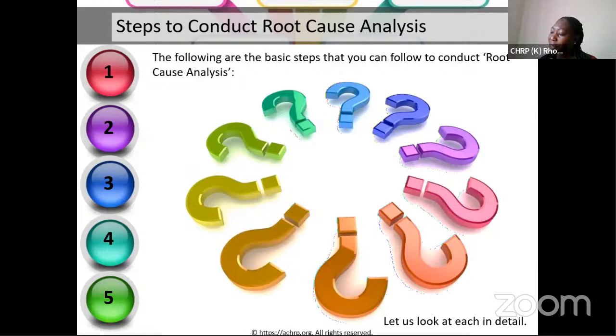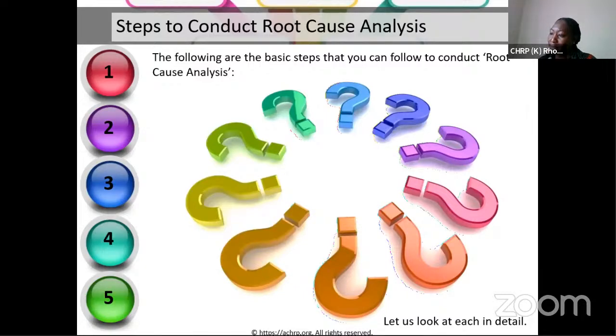She talked about 5 problem-solving processes. She talked about defining the problem, analyzing the potential causes of a problem, drawing conclusions, making recommendations, and also taking the best approach. So for us, we're also going to look at 5 steps for conducting root cause analysis, and they are very similar. So I'll not use a lot of time on that.